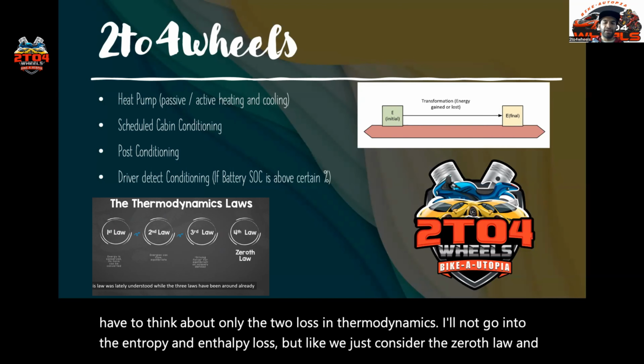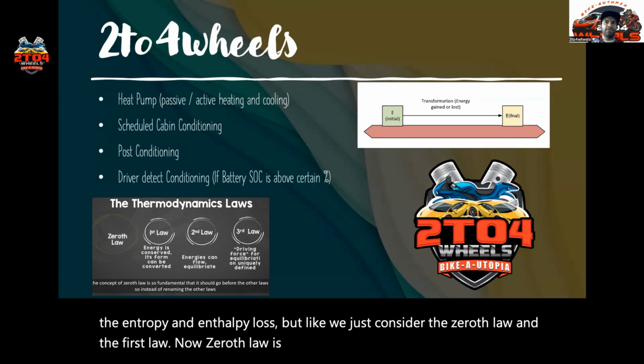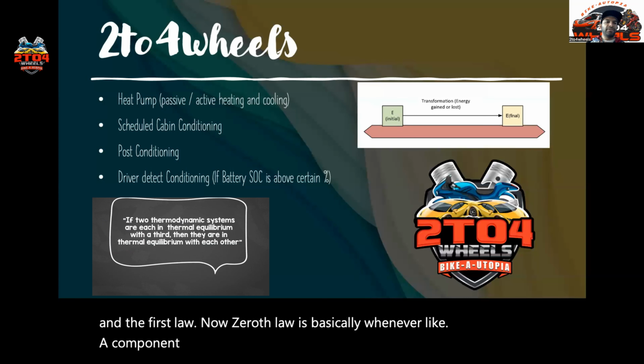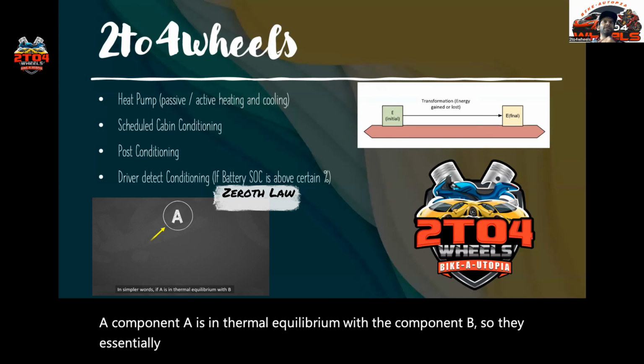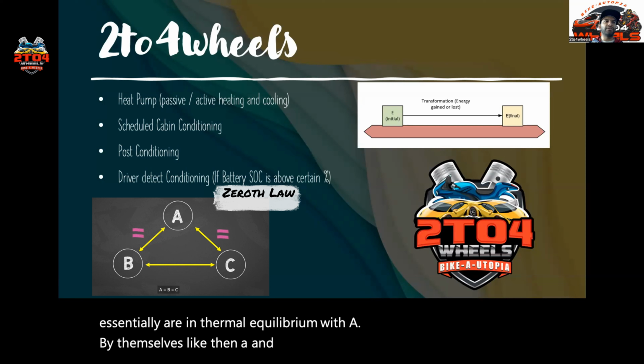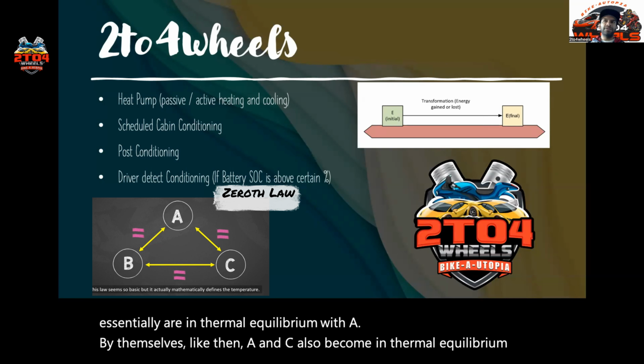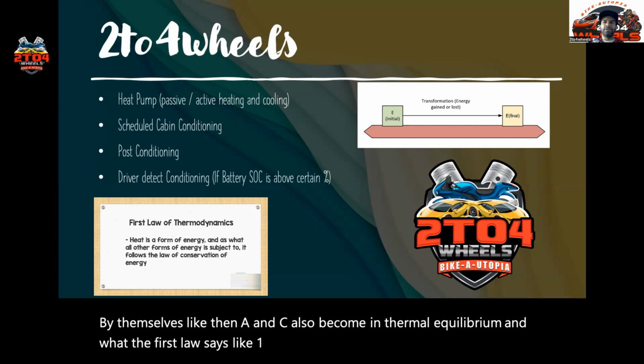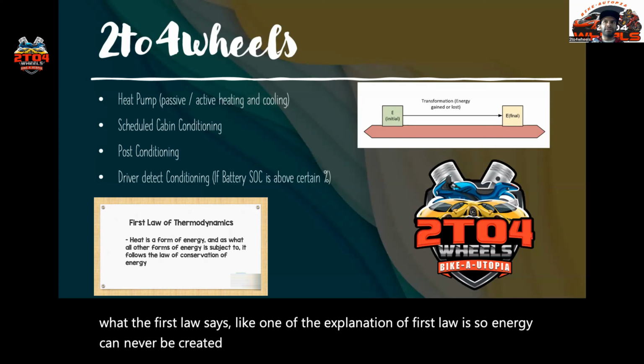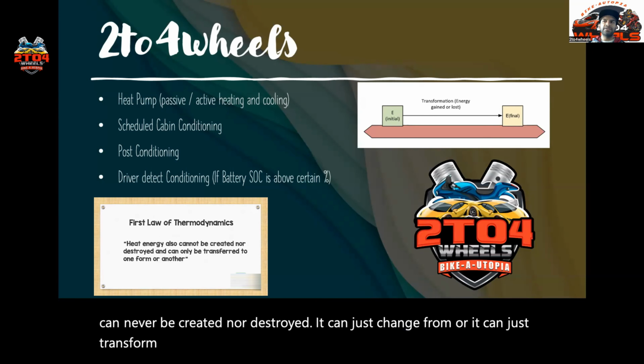Now, the zeroth law is basically whenever a component A is in thermal equilibrium with a component B, and B is in thermal equilibrium with a component C, then A and C also become in thermal equilibrium. And one of the explanations of the first law is that energy can never be created nor destroyed. It can just transform from one energy form to another.